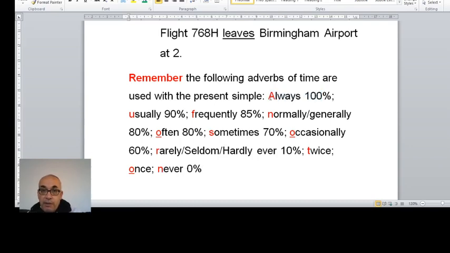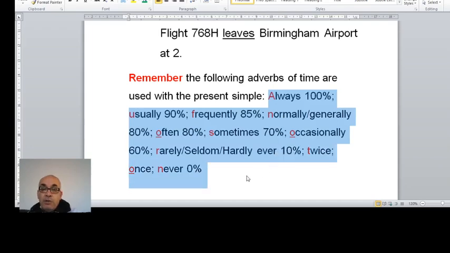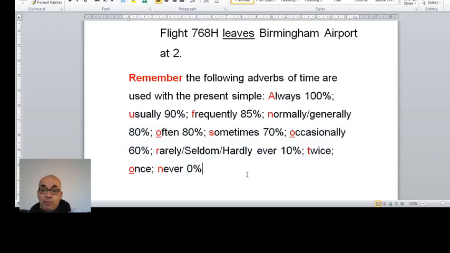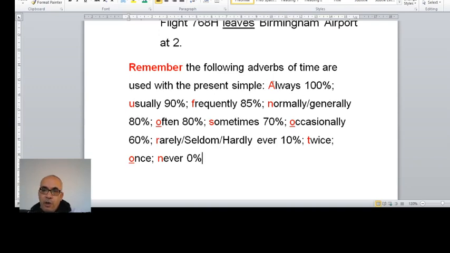But all these adverbs of time, we use them with the present simple tense. So these help you to find the present simple tense quickly if you are doing a grammar question. And also, if you are writing English, you can remember, oh yes, I can use these adverbs of time in my writing. So try to focus on always, usually, sometimes, and hardly ever. These are used a lot in English.